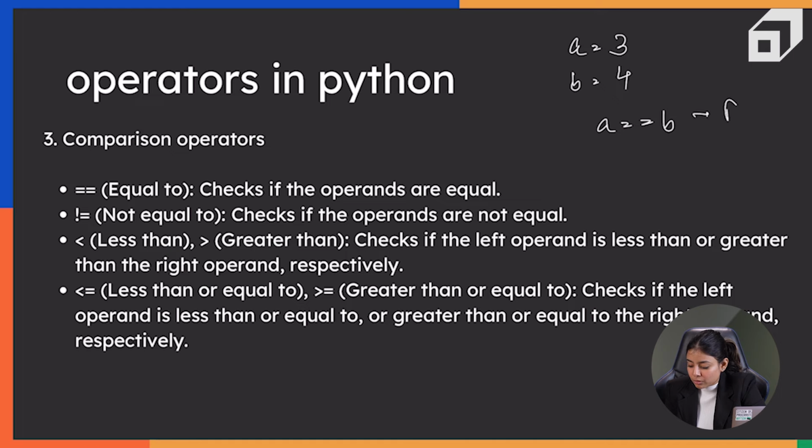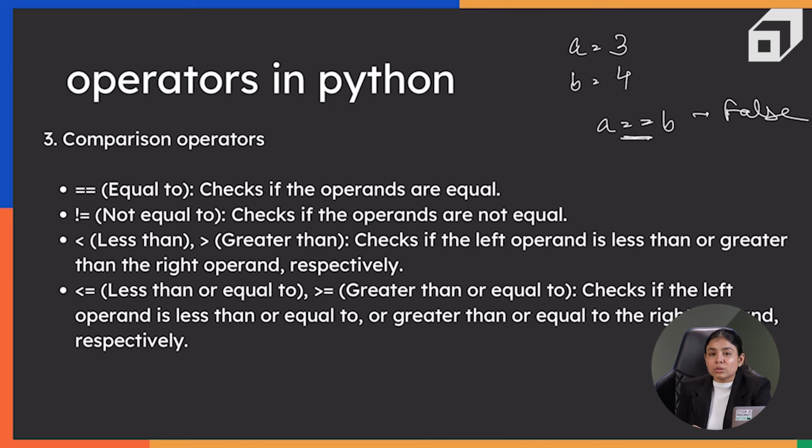So what this will do is it will compare these two variables for me, a and b, and it will tell me if these two values are equal or not. So here, of course, a and b are not equal, so it will return me false. So comparison operators will return me Boolean values, either true or false. If they were equal, it would have returned me true. They're not equal here, so it is returning me false.